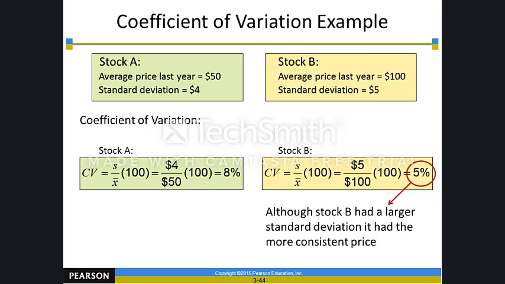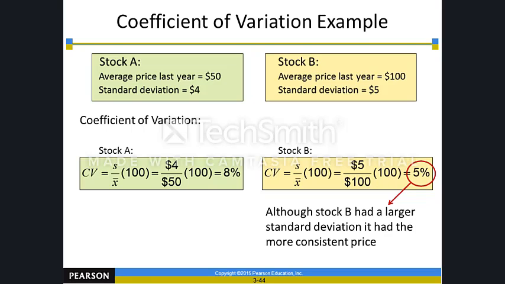So, and this slide shows us an example of how coefficient of variation is calculated. So basically you have your standard deviation, which is 4, then you have your average price, which is 50, and then we multiply by 100.